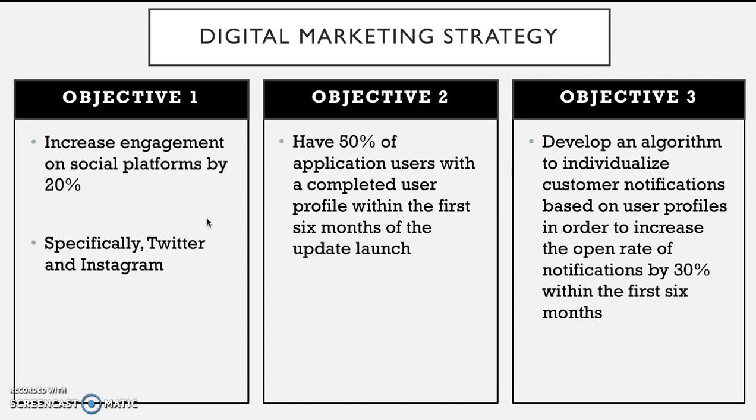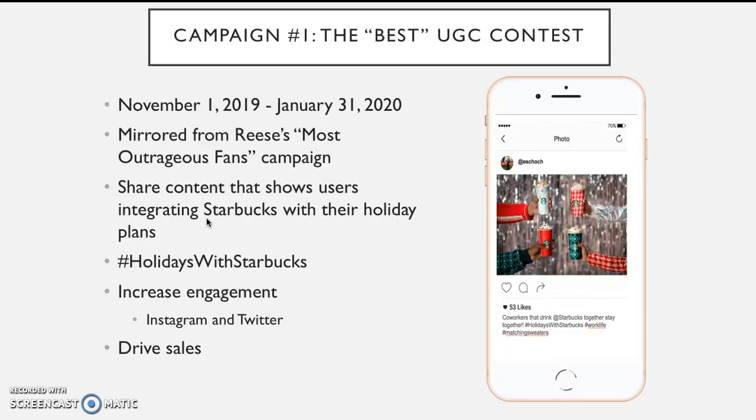Our first campaign to accomplish our first objective of increasing engagement can be called the Best UGC Contest, or User Generated Content Contest. It'll run from November 1st to January 31st of the next year, which is when the holiday drinks come out with Starbucks. It's mirrored from Reese's Most Outrageous Fans campaign, which calls for people to show how they're using the product. So in this case, we will ask users to share content that shows them integrating Starbucks with their holiday plans. They will use the hashtag Holidays with Starbucks, and it will increase engagement on Instagram and Twitter, as the hashtag will be trending as users need to use it in order to enter the contest.